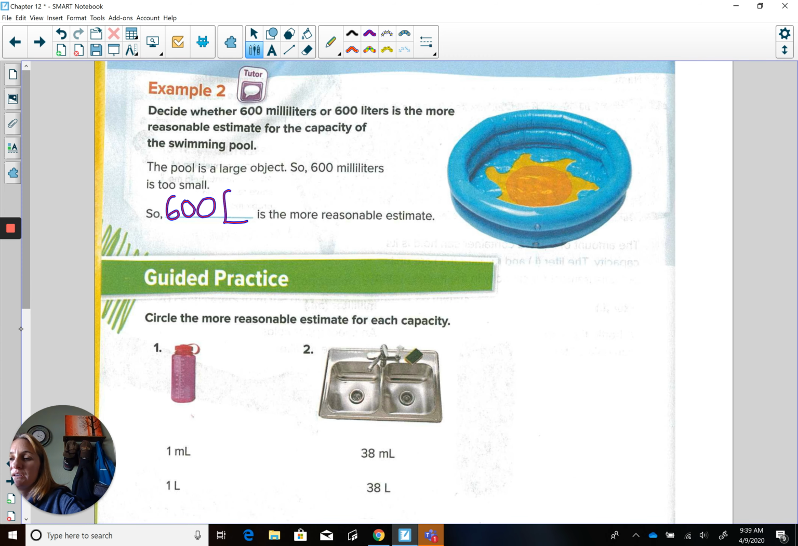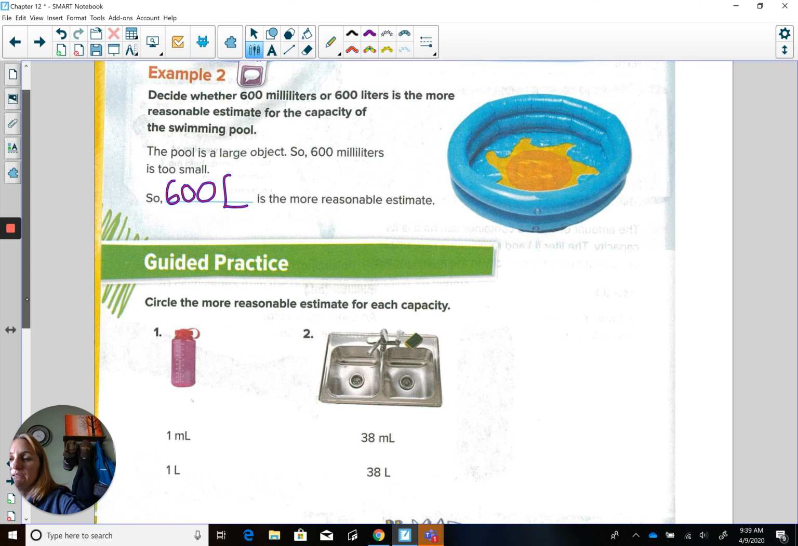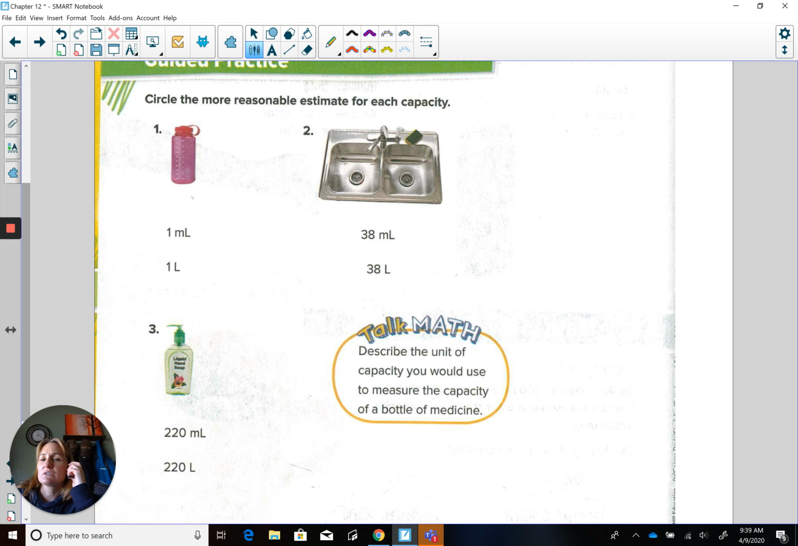Okay? Now let's come down here to the guided practice. We're going to circle the more reasonable estimate for each capacity. So in this water jug, would that be 1 milliliter? Remember, that's eyedrops. Or 1 liter? Would it be about the size of my mug? So you're right. It would be almost the same size as my mug. Good job.